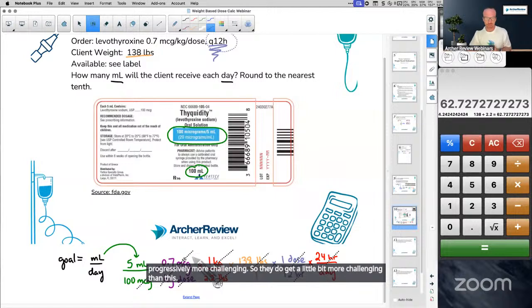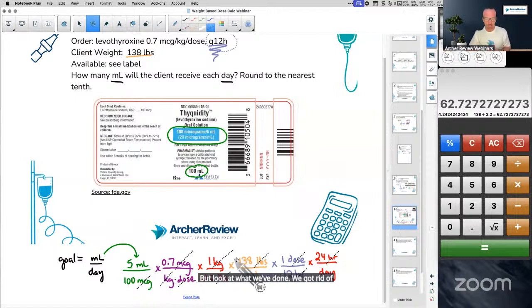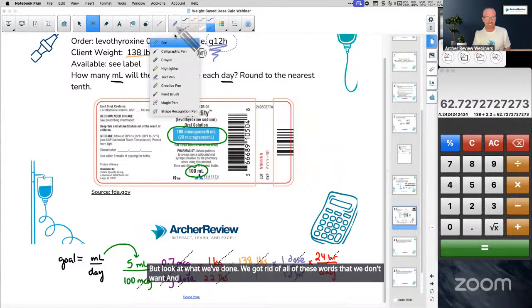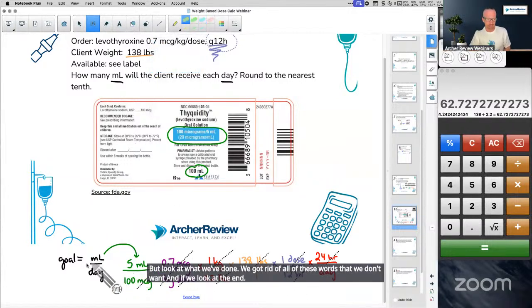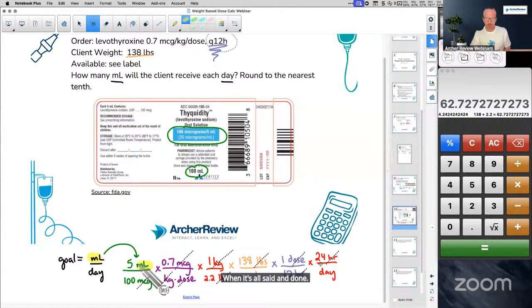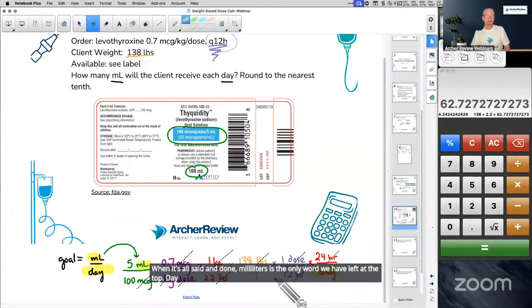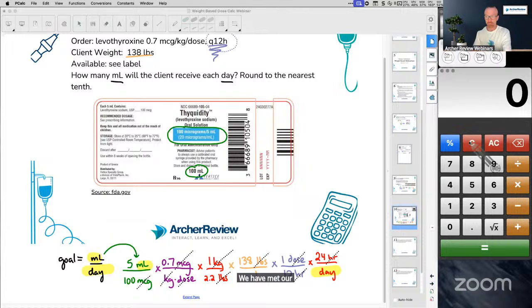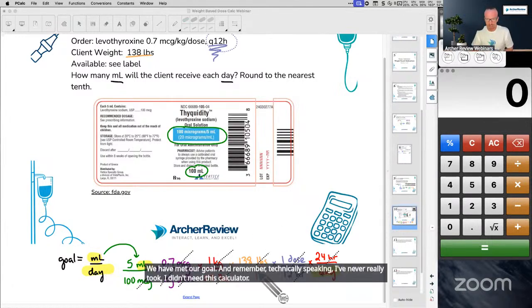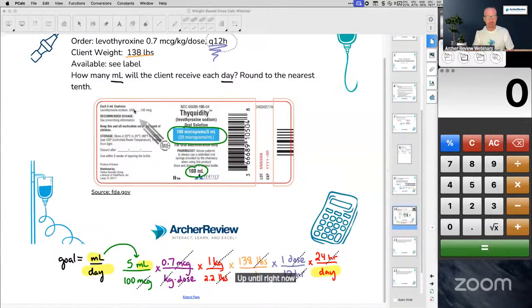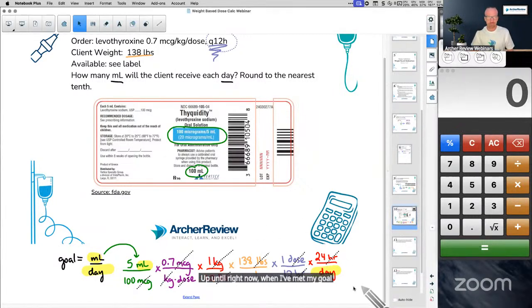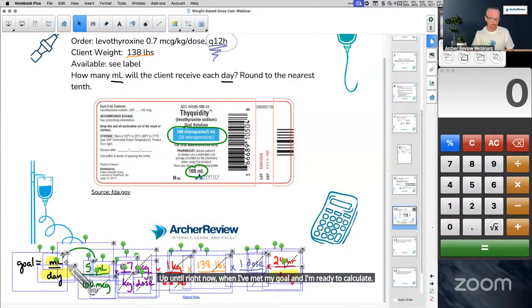But look at what we've done. We got rid of all of these words that we don't want. And if we look at the end, when it's all said and done, milliliters is the only word we have left at the top. Day is the only word we have left at the bottom. We have met our goal. And remember, technically speaking, I didn't need this calculator up until right now when I've met my goal and I'm ready to calculate. Let me slide this guy on over.